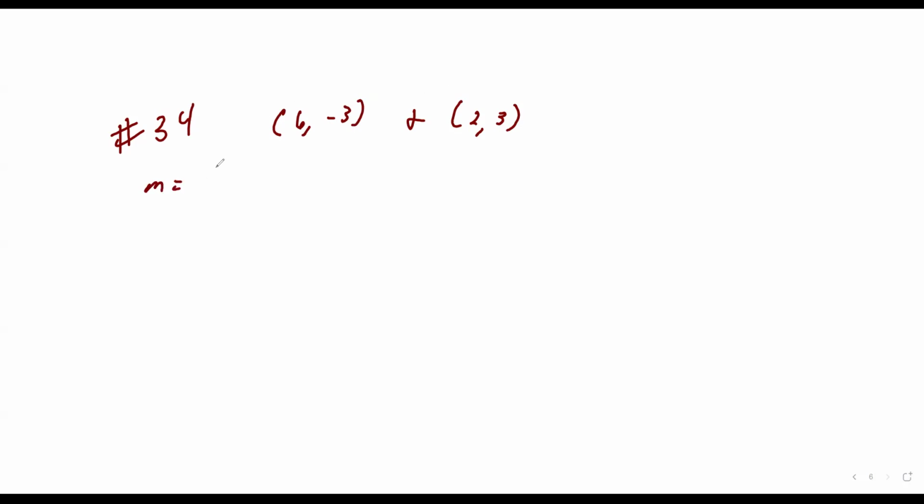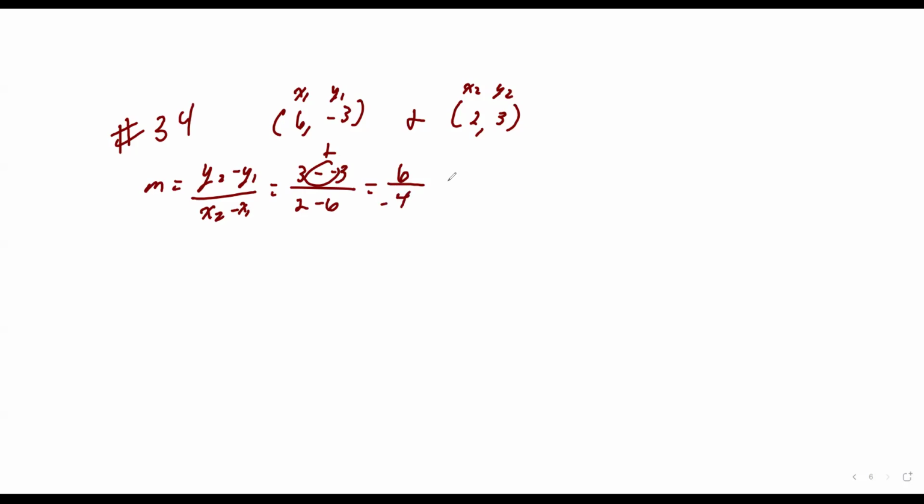So back when I taught college algebra, we just label our stuff. So x1, y1, x2, y2, plug in the information, y2 minus y1 over x2 minus x1. Hopefully y'all know the slope formula at this point. But this will be 3 minus negative 3 and then 2 minus 6. So this will give you 6 over negative 4, which reduces down to negative 3 halves.